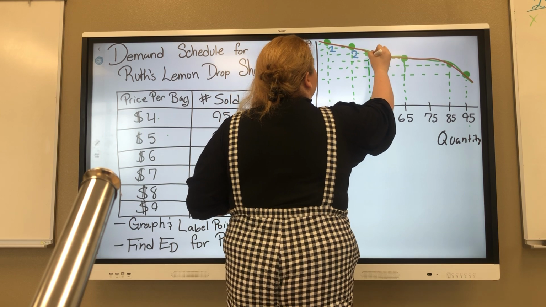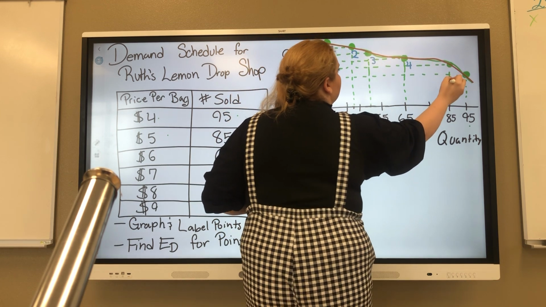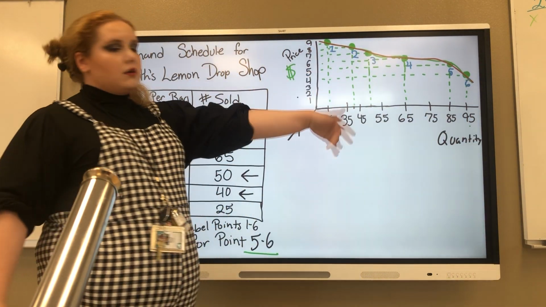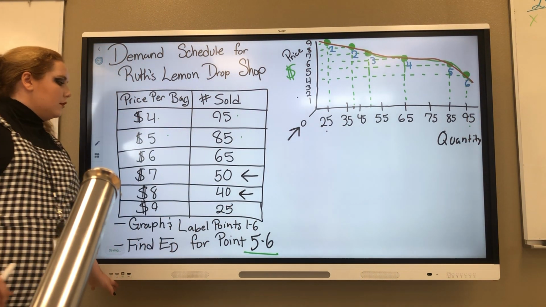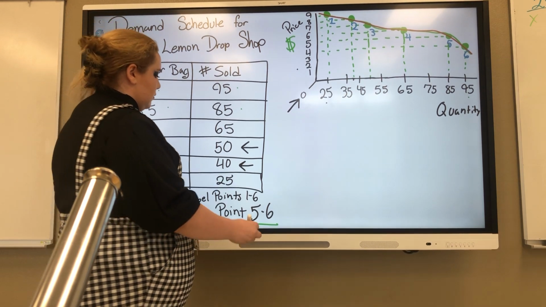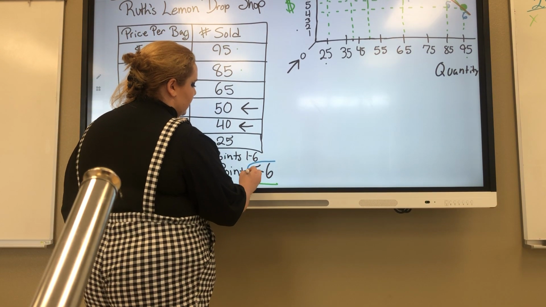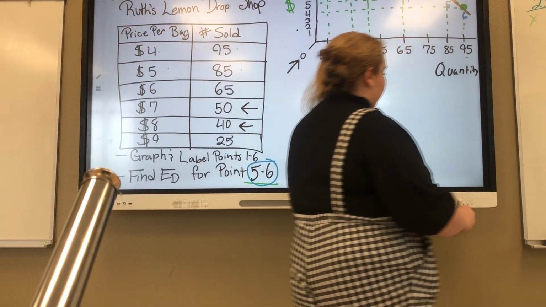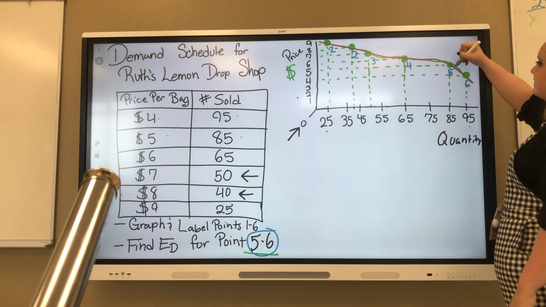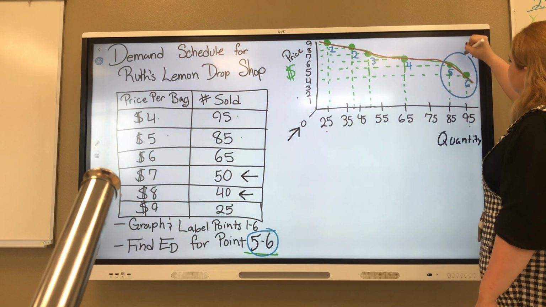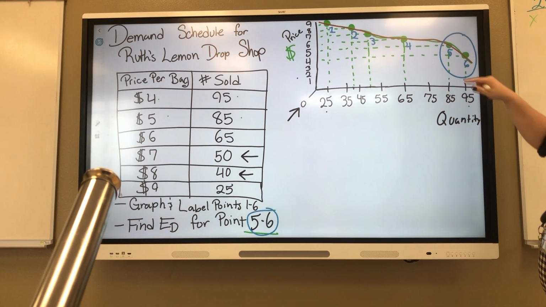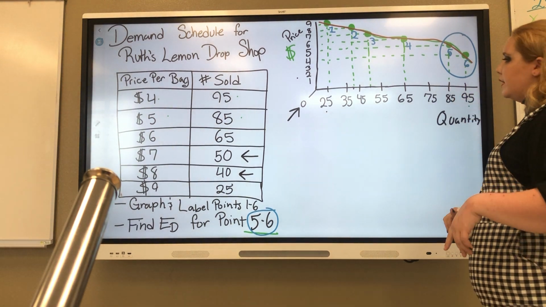Here, 2, 3, 4, 5, and 6. Right across. So we already know, because I said it in the problem, we're going to be doing the elasticity of demand for points 5 and 6. So if I come to my little chart, I see 5 and 6, I know it's these 2 points right here. Okay? So point 5 is what we're going to use for Q and P1.